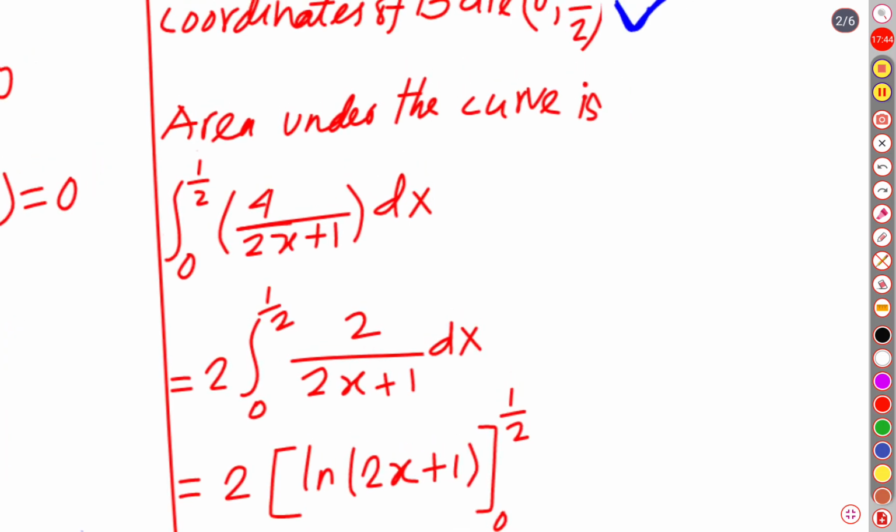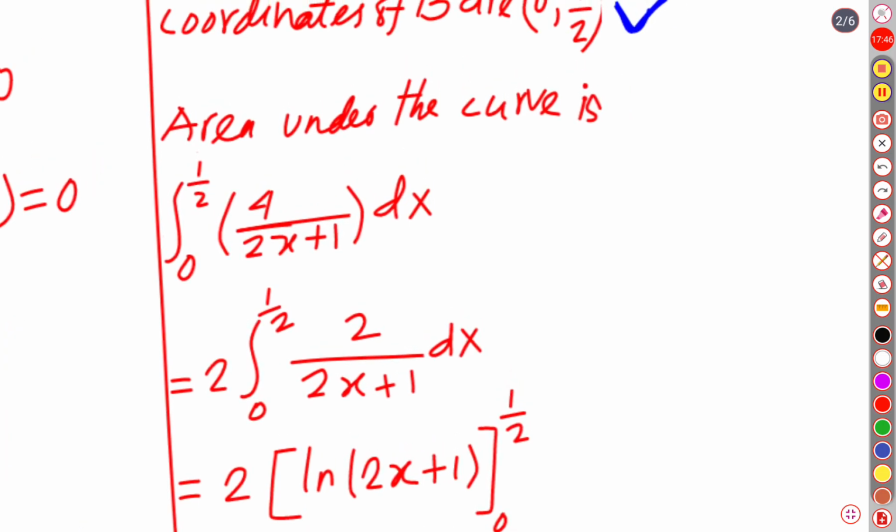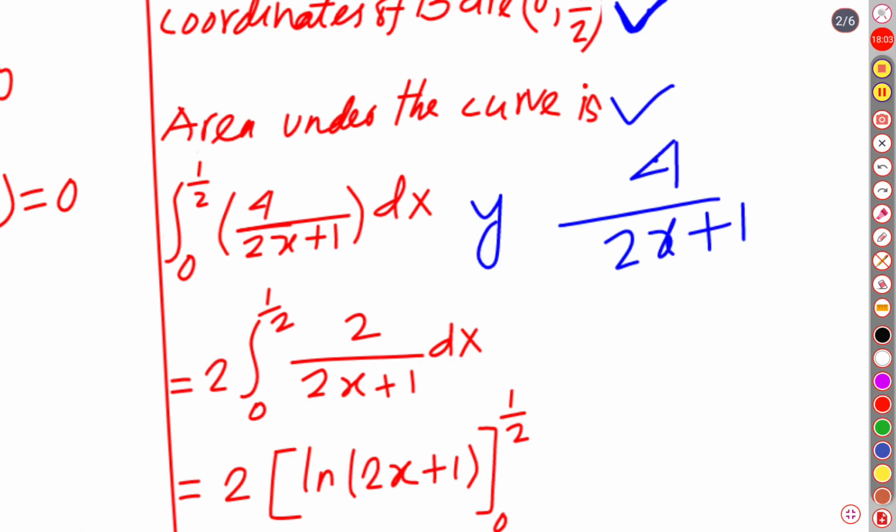Here it is written: area under the curve is from 0 until half. I have already told you, this is our y function. Our function of the curve was what? 4 over twice x plus 1. I have written here y is equal to this. This was the function of the curve. So we have written 0 until half.